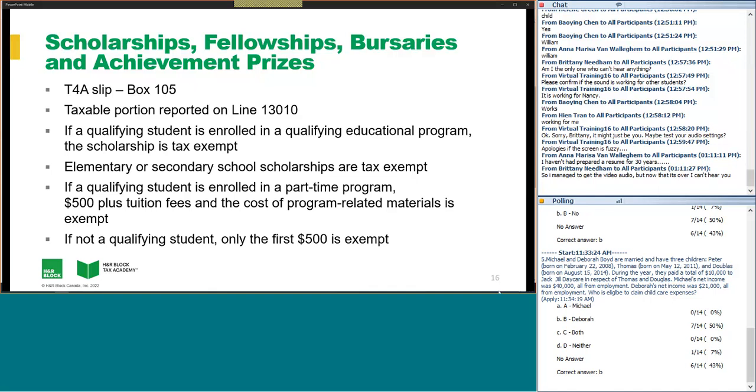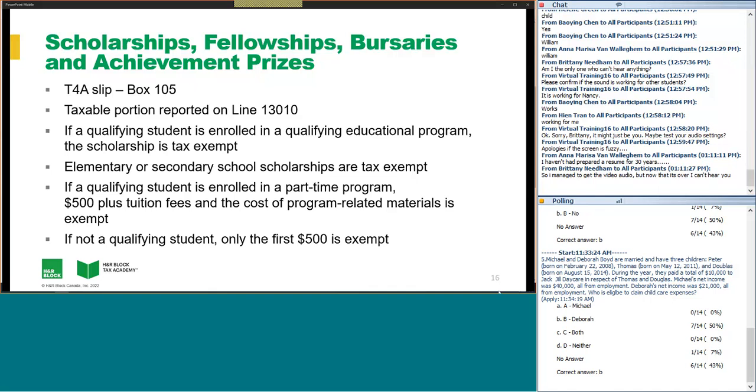So what type of income do students have? Well, there are different kinds. The most common that we see all the time are scholarships, fellowships, bursaries, and achievement prizes. These are items of money that you are gifted either based on the work you have done in your academic program or money that is given to you from a program to help you to continue to study. And so it'll fall under both categories.